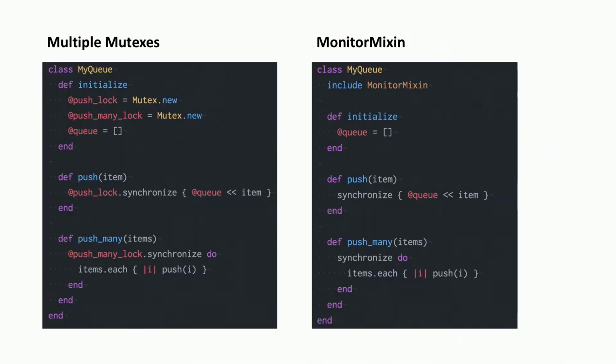So how can we fix this? There are two ways. We can create two mutexes and use one for the push many method and one for the push method. Or we can include what's called a monitor mixin, which basically abstracts knowing whether you're actually inside a lock or not. So if we're synchronizing up here, the monitor mixin, which is a standard Ruby library, knows that calling a nested synchronize is unnecessary, so it won't do anything.